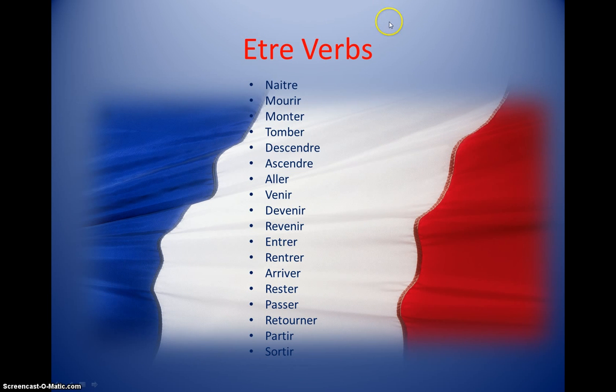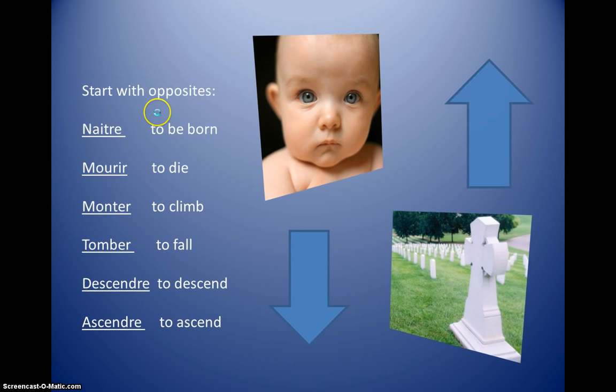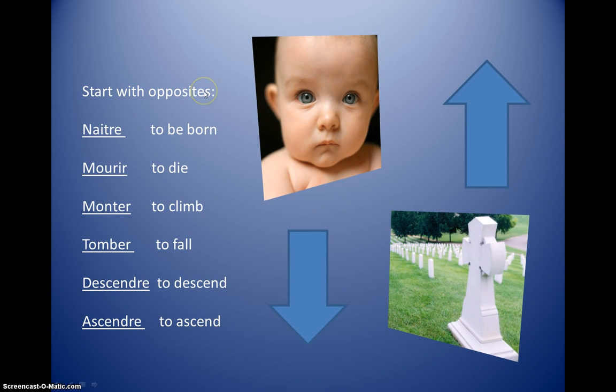These are the 18 être verbs that we will be discussing in class. I have arranged them in this particular order as a way of helping you to remember them. What we are going to do is start with the opposites. These are verbs that have opposite meanings. Again, we're grouping these verbs into categories to help you remember what they are.